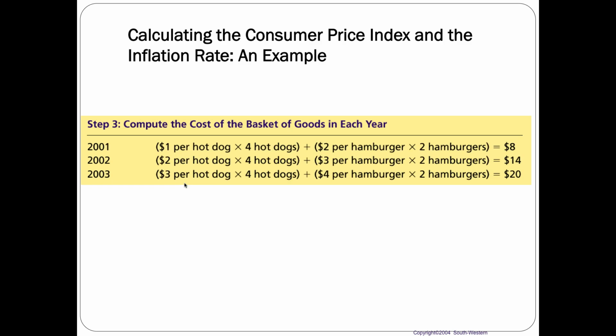Now the next step is to compute the cost of the basket of goods in each year. So basically you're going to take the price of the hot dogs times the number that they're buying, and the cost of the hamburgers during that year multiplied by the number they're buying. So for example, 2001, you had $1 per hot dog and they bought 4 hot dogs plus $2 per hamburger times 2 hamburgers, you have $8. 2002, it was $2 per hot dog times 4 hot dogs plus $3 per hamburger times 2 hamburgers, so the grand total of the basket was $14. You can see in 2003 how that was calculated as well.